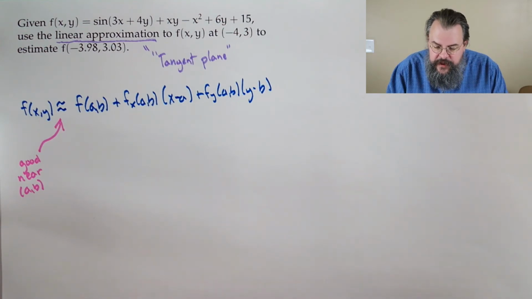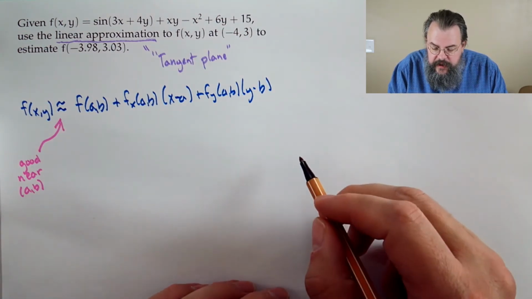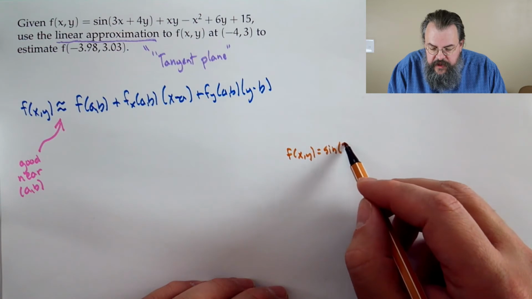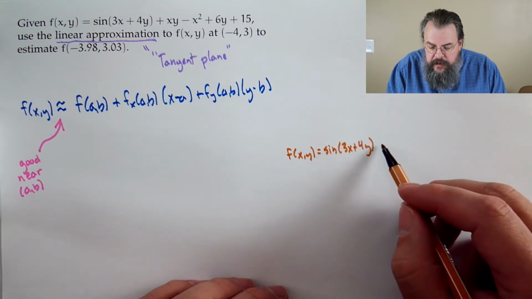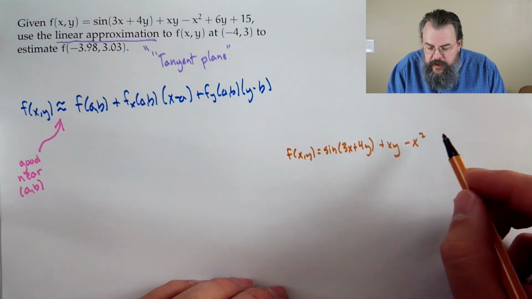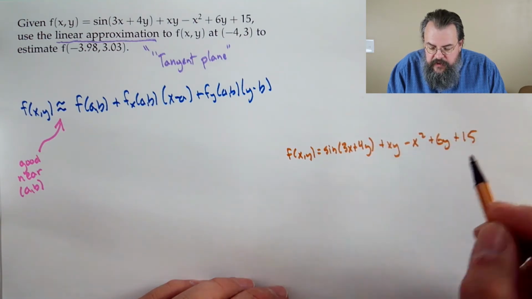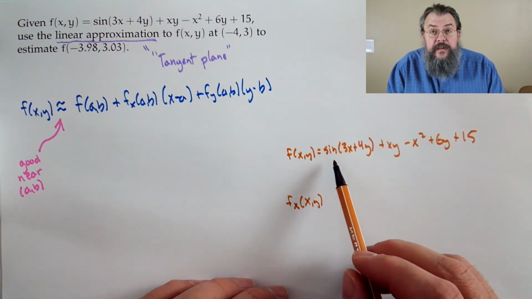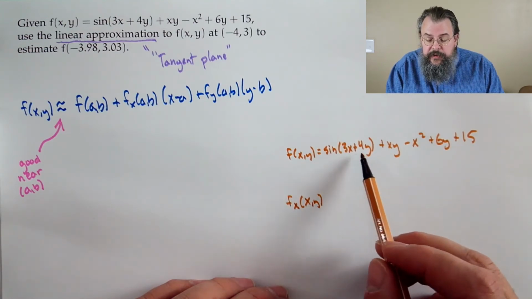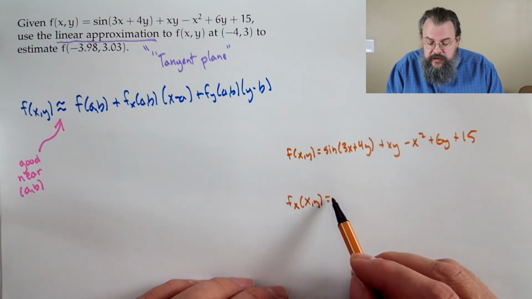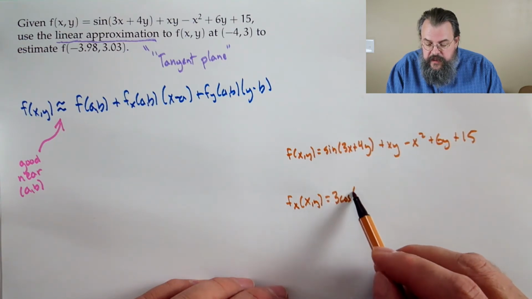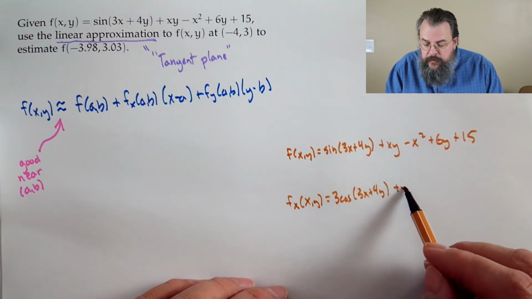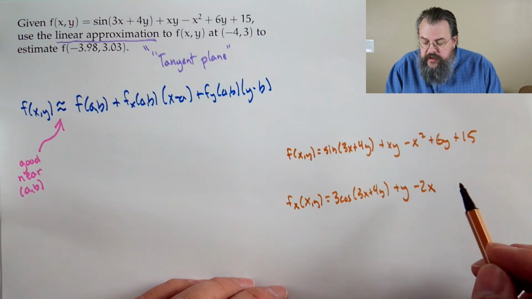All right, so first off, we'll do some work on the side here. Write down our function again. It's a bit long, but that's okay. Sine of 3x plus 4y plus xy minus x squared plus 6y plus 15. Derivative with respect to x. Okay, derivative of sine is cosine. Then we do the chain rule. Derivative of 3x plus 4y with respect to x will be 3. So that's 3 cosine of 3x plus 4y. Derivative of x times y with respect to x is y. Derivative of minus x squared will be minus 2x, and the rest is 0.